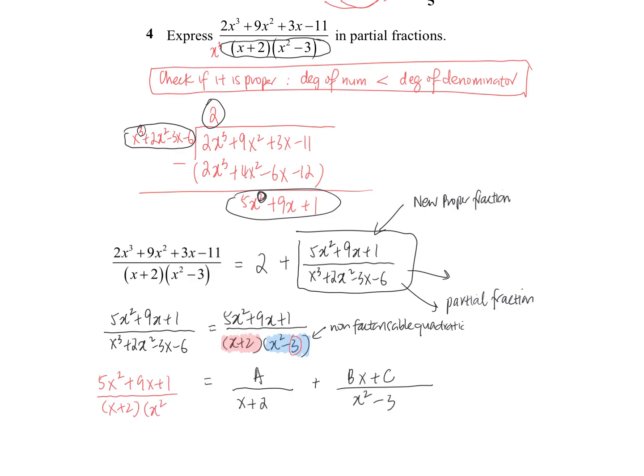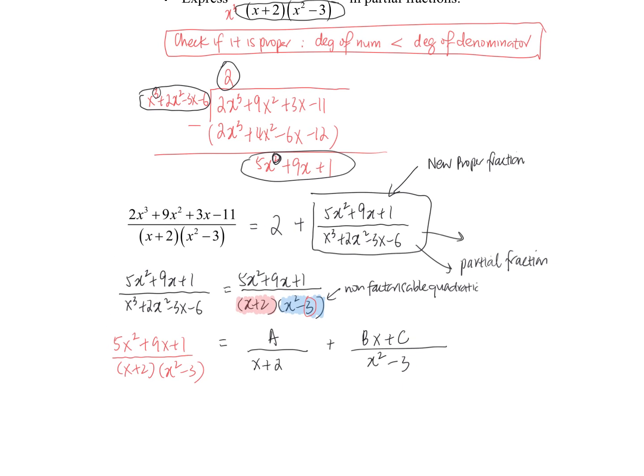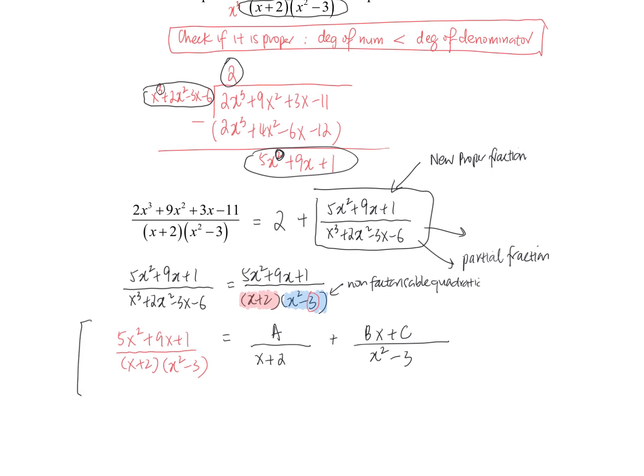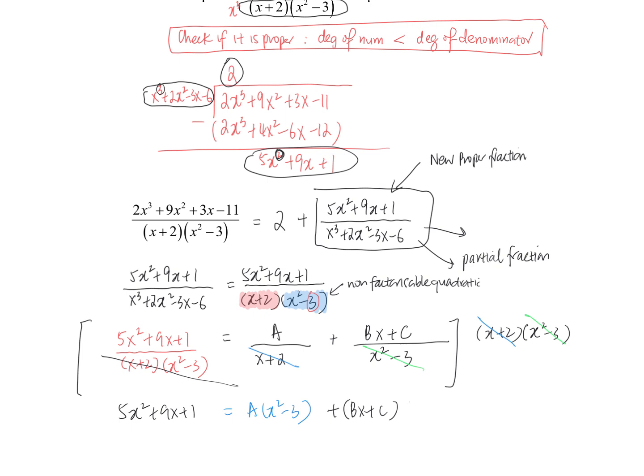Okay? So with that, we want to remove the denominator, so we multiply everything by the LCM. So you see that this whole thing is gone, left with this only. Okay, it is tedious, but it is worth the marks. So A is x squared minus 3. Then this last thing here is bx plus c. This one need to bracket.